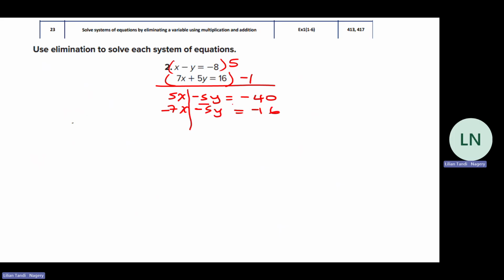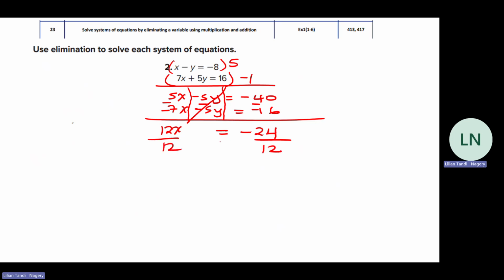I will minus. If I minus all houses. This is 12x. This is 0. Negative 40 plus 16 is negative 24. Divide by 12, divide by 12, this goes away. X equals to negative 2.